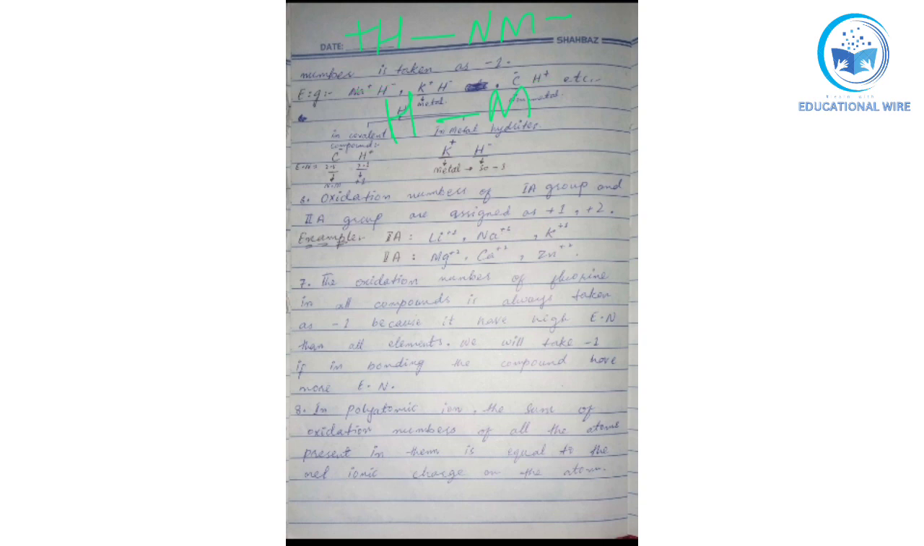Here are some examples of that, like NaH, Na and H. As I told you, we are having a metal, so we will take it positive and hydrogen will be negative. But if we are talking about a non-metal, carbon and hydrogen, hydrogen will be positive, carbon will be negative, because carbon is a non-metal, hydrogen will be positive automatically.